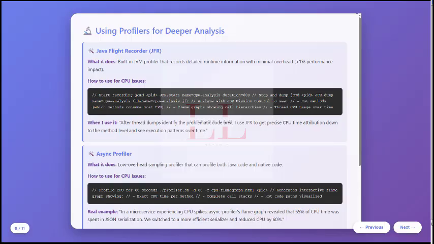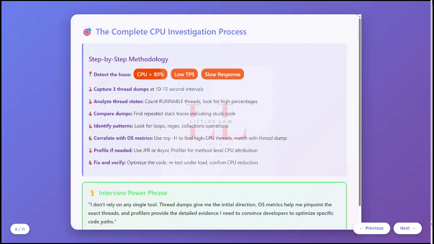So here is when to use each tool. Thread dumps for quick diagnosis with zero setup, and JFR for detailed analysis with low overhead. Async Profiler for production profiling with beautiful visualizations and native code profiling. And moving on to the next one, the complete process slide.